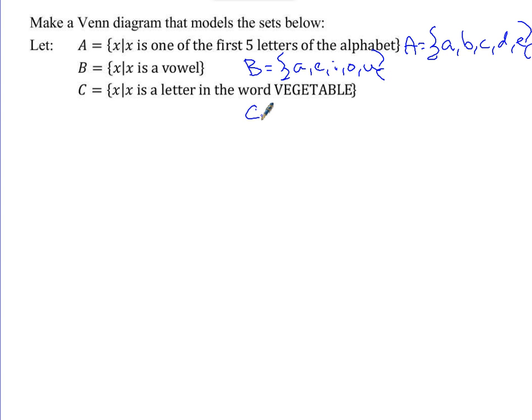So I'm going to write C, roster form. What's a letter in the word vegetable? V, E, then G, then. So E was already written down. I'm not going to write it again. T, A, B, L. And again, E was already written down. So those are the letters in set C.